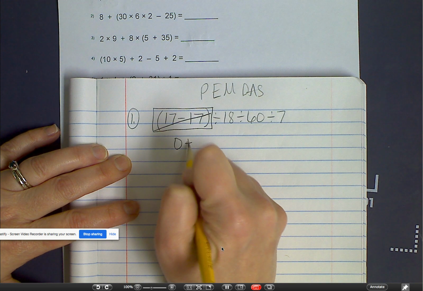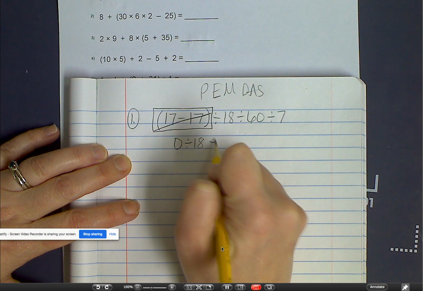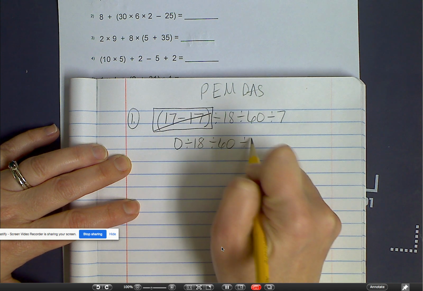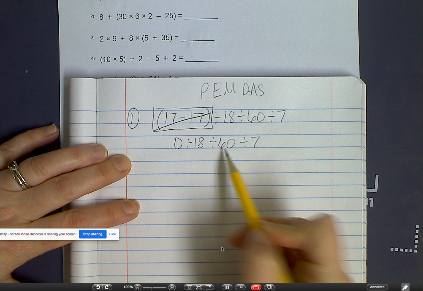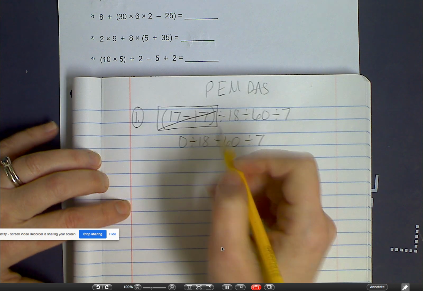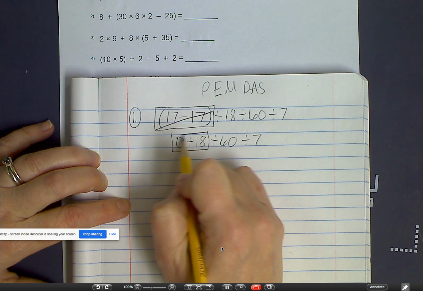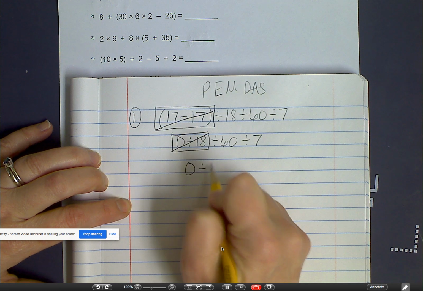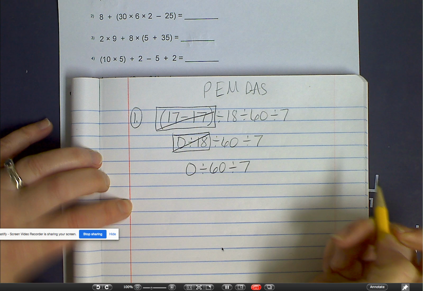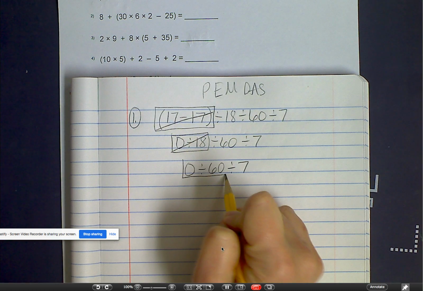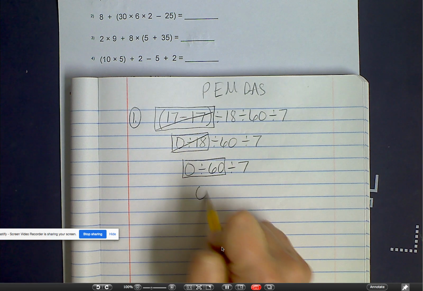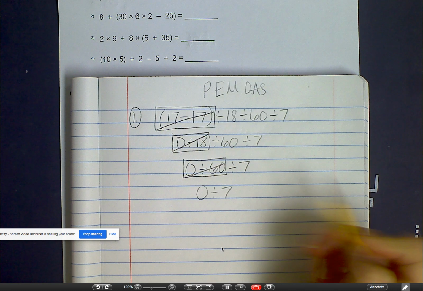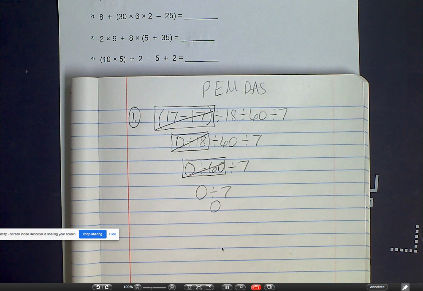And then I have divided by 18, divided by 60, divided by 7. So I rewrite the problem each time. The next thing I'm going to do is 0 divided by 18. So that's 0, cross it off, divided by 60, divided by 7. And then I have this one, which is 0 divided by 7. And then the final answer is just 0.